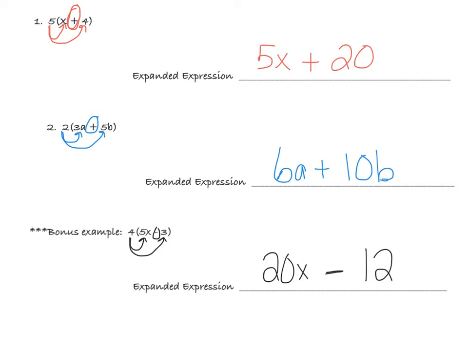So this time you're going to play a dice game with your partner. So when you're done with that, again, the winner gets a piece of candy.